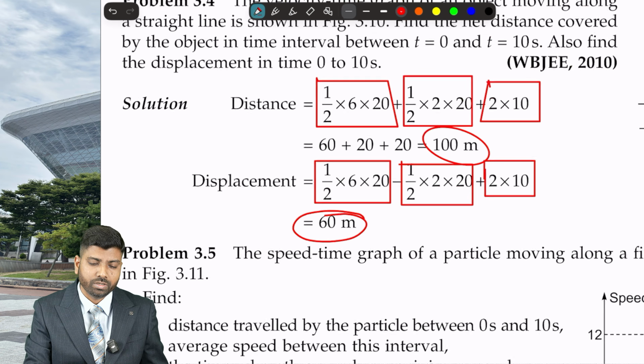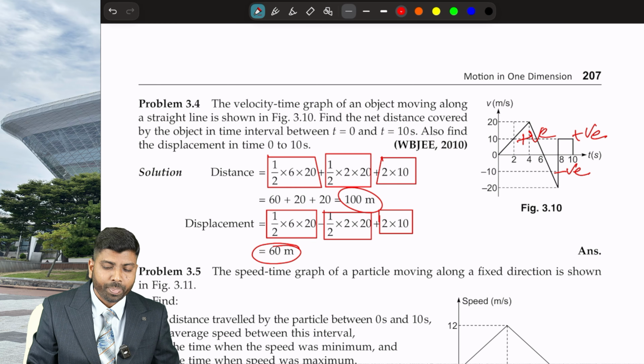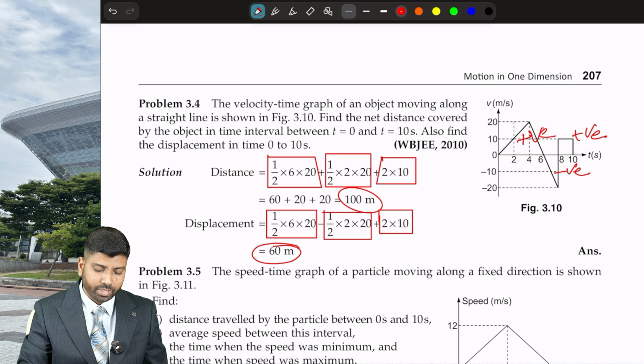I think this is clearly visible to all. Can you write the comment? The question and the entire solution is on the screen. Okay, so now let us move to the next question.